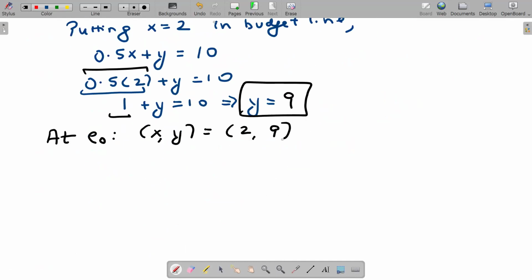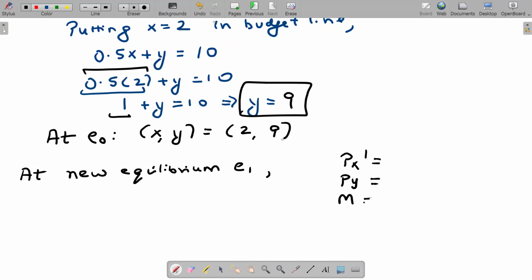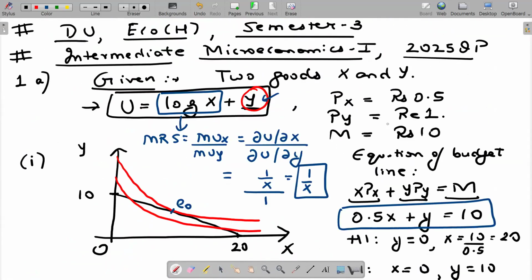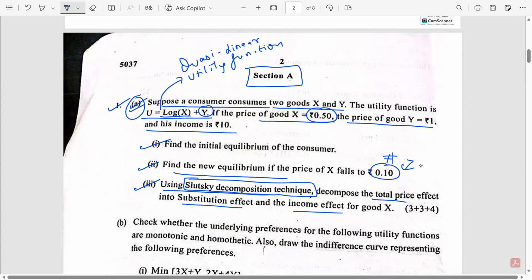Now, at the new equilibrium E1, what is going to be the new price? The new price Px dash is how much? Income of the consumer is still 10 rupees. Price of good Y is still the same. How much is the price of good Y? 1 rupee. But price of X changes, right? How much does the price of X become? In the question we were given that price of X, if I come back to the question paper, see the price of X falls to 0.1. That means the new price of X is 0.1.